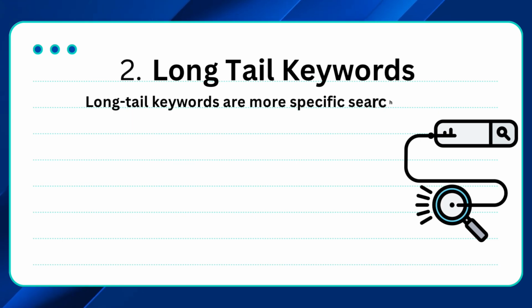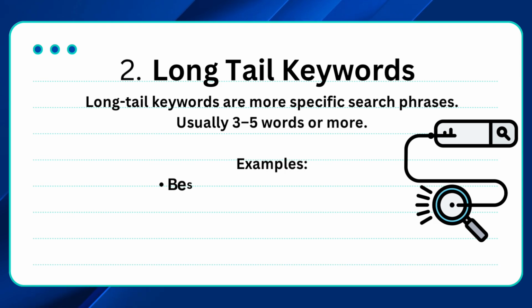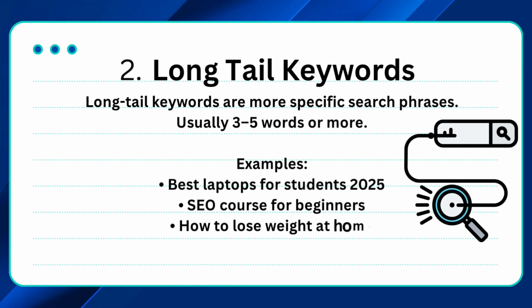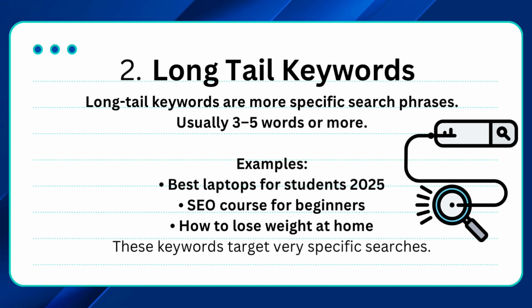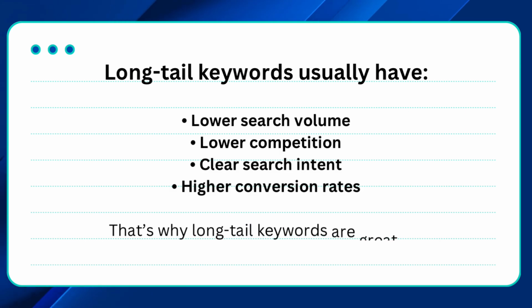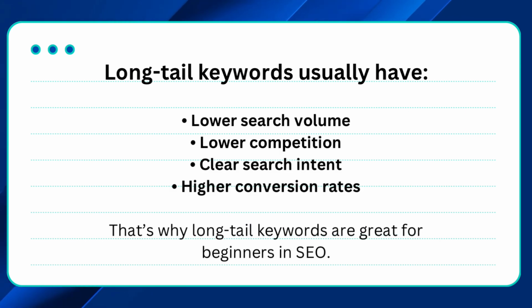Long-tail keywords are longer and more specific search phrases. Usually, they contain 3 words or more. For example, Best Laptops for Students 2025, SEO Course for Beginners, How to Lose Weight at Home. These keywords may have lower search volume, but they come with 2 big advantages. First, the competition is much lower. And second, the search intent is much clearer. When someone searches for a long-tail keyword, they usually know exactly what they are looking for.